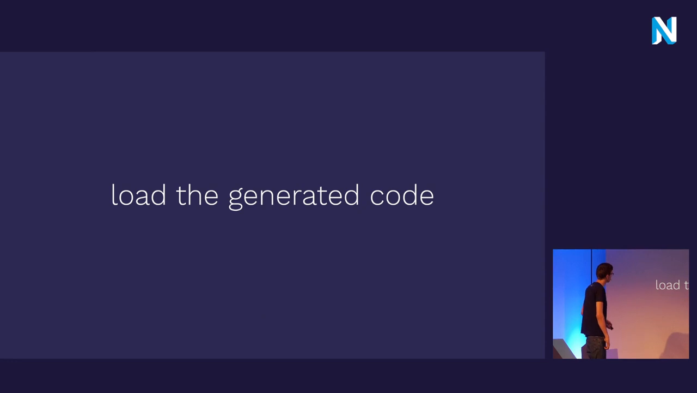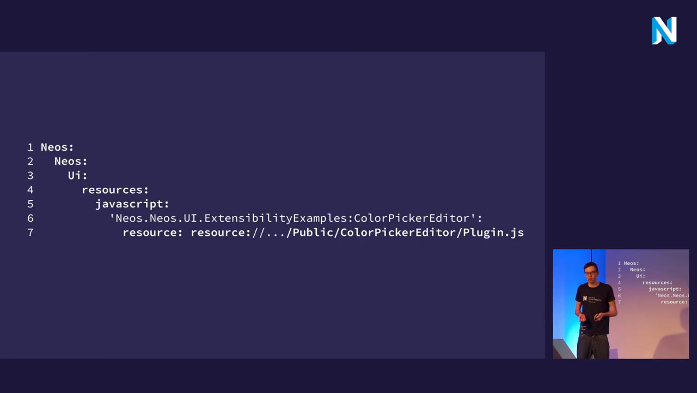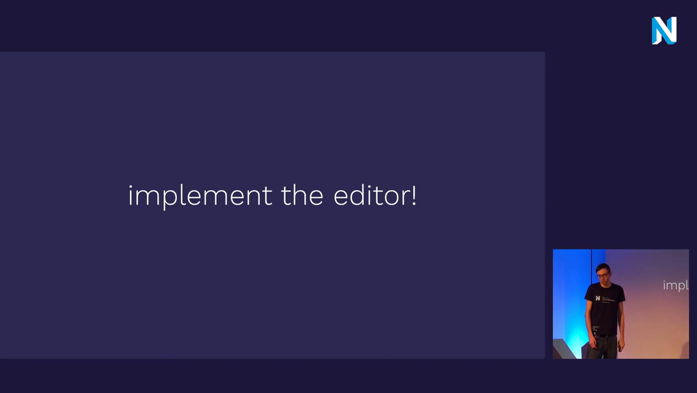What you still need to do is you need to load the generated code into Neos itself, and you can do that using settings YAML. So that means just put inside Neos UI resources JavaScript, you just give them some key, and then you basically point it to the resource, which is the output of the build process. So just with two lines of code in the settings YAML, you actually load your plugin. This is the API how to load things. So now we are actually at the point where we can implement the editor. So now everything is in place.